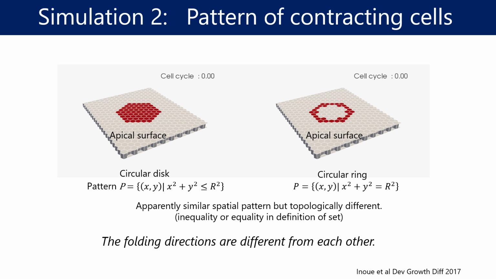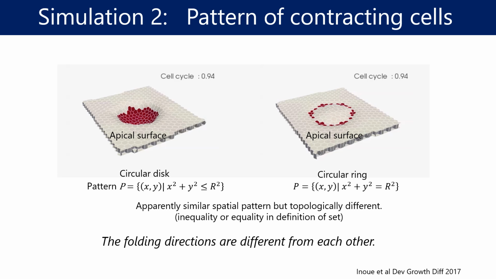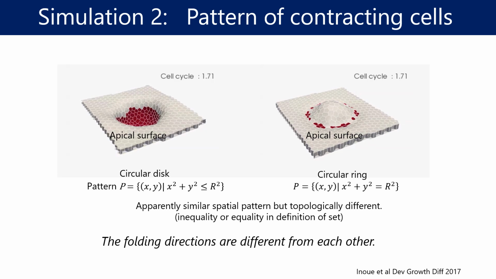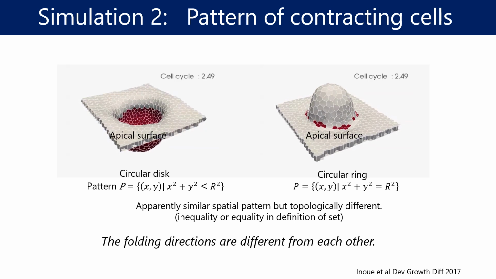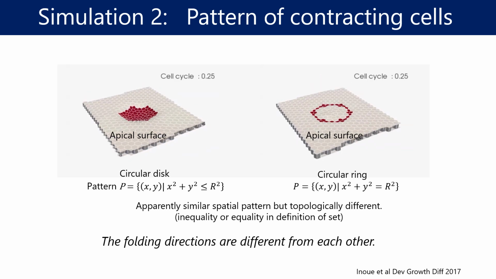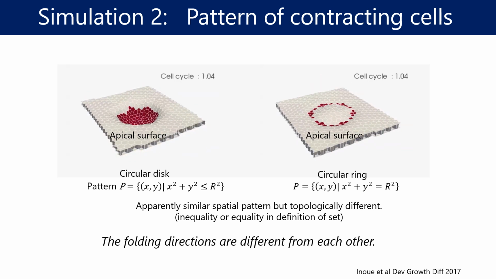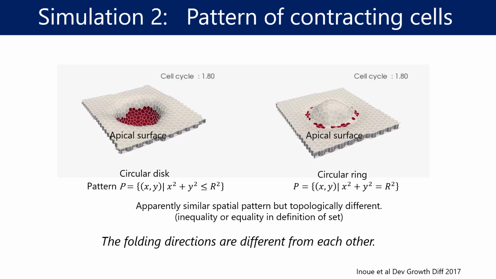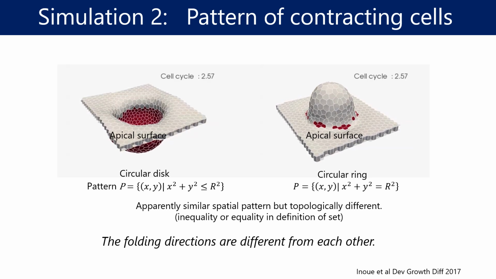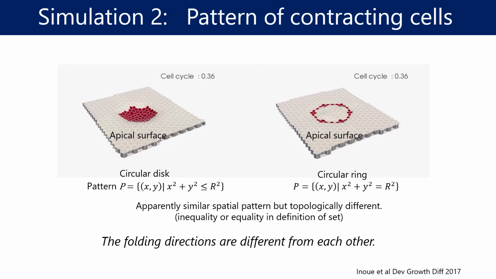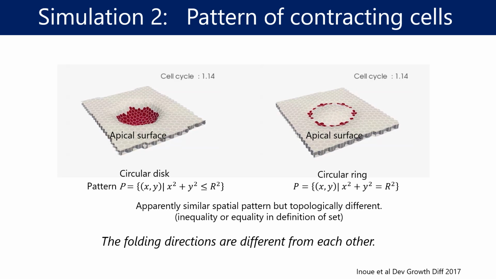The two spatial patterns appear similar but are topologically distinct. The circular disc pattern has no holes, whereas the circular ring pattern contains a single hole. Despite this subtle difference, the impact on out-of-plane deformation is significant. From the circular disc, the tissue forms a basally convex shape, while the circular ring generates an apically convex shape. This contrast arises because the epithelial sheet exhibits apico-basal polarity, making the direction of out-of-plane deformation crucial for organ formation. These results demonstrate that apical constriction can deform tissues in both directions, basally or apically.